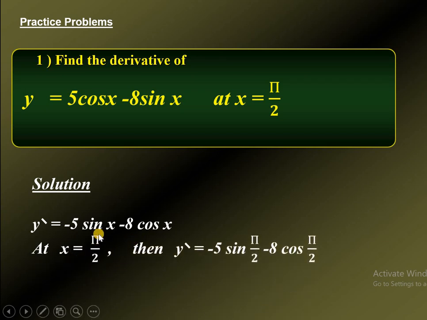Then at x equals pi over 2, substitute the x by pi over 2. So I'm going to replace the x by pi over 2, and pi over 2 means 90 because pi is equivalent to 180. And on the calculator, sine pi over 2 is 1, cosine pi over 2 is 0. You have to write negative 5 multiply 1 between two brackets and 8 multiply 0 between another two brackets, and the final answer is negative 5.